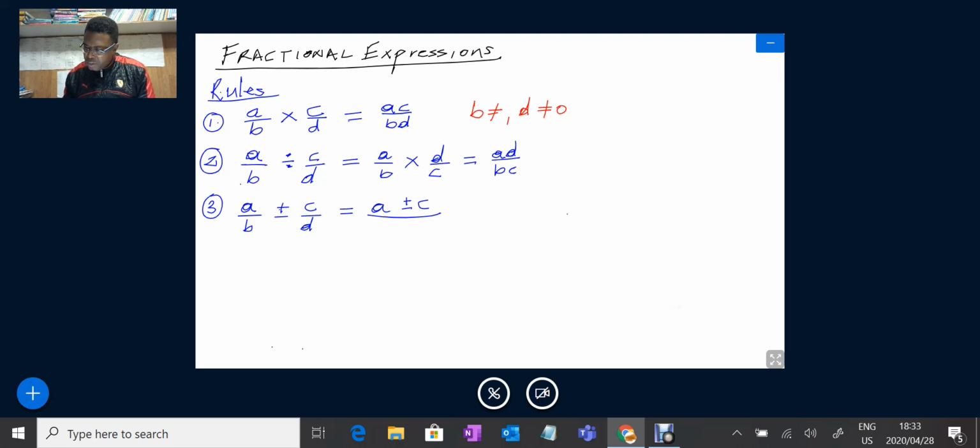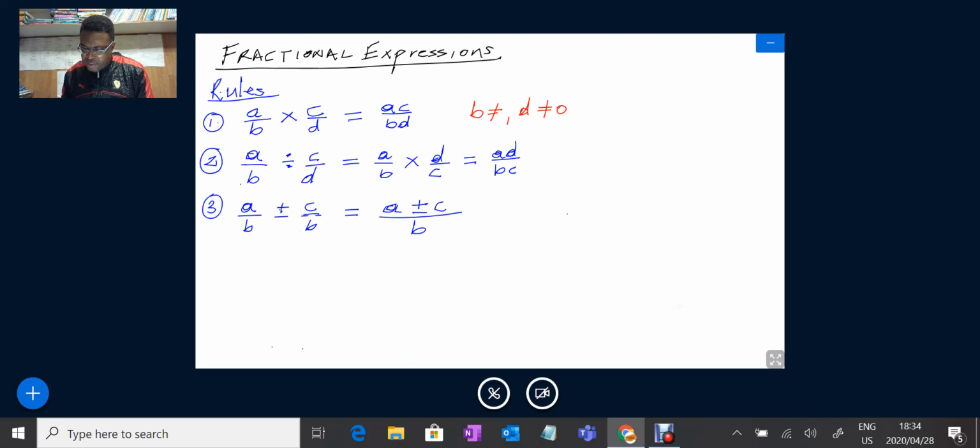let me start with this one. Where we have a common denominator. Okay, we have a common denominator. So we're going to have A plus or minus C over B. Why? Because B is a common denominator.